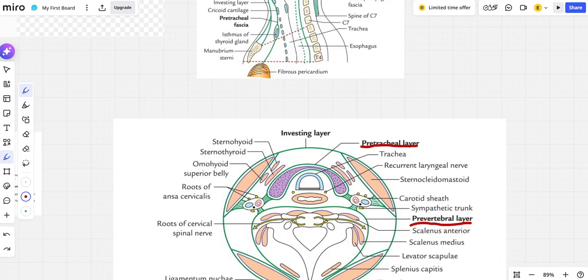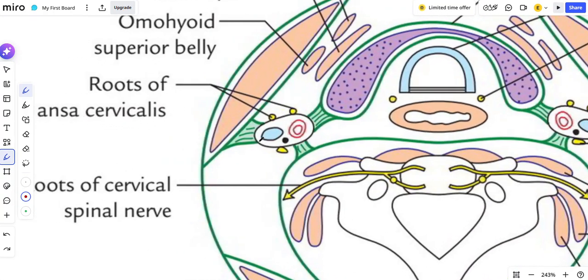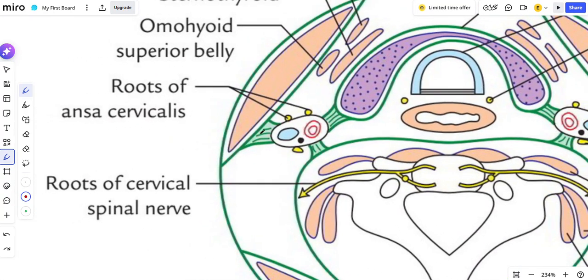Then we have the carotid sheath. Now, as you can see in this image, the carotid sheath is not a separate sheath. It forms by contributions from the investing layer here, from the pretracheal layer here, and from the prevertebral layer here. So all of these extensions make up this little carotid sheath. I will show it to you in a minute. This is your carotid sheath, which is coming from the pretracheal, prevertebral, and investing layers, right?